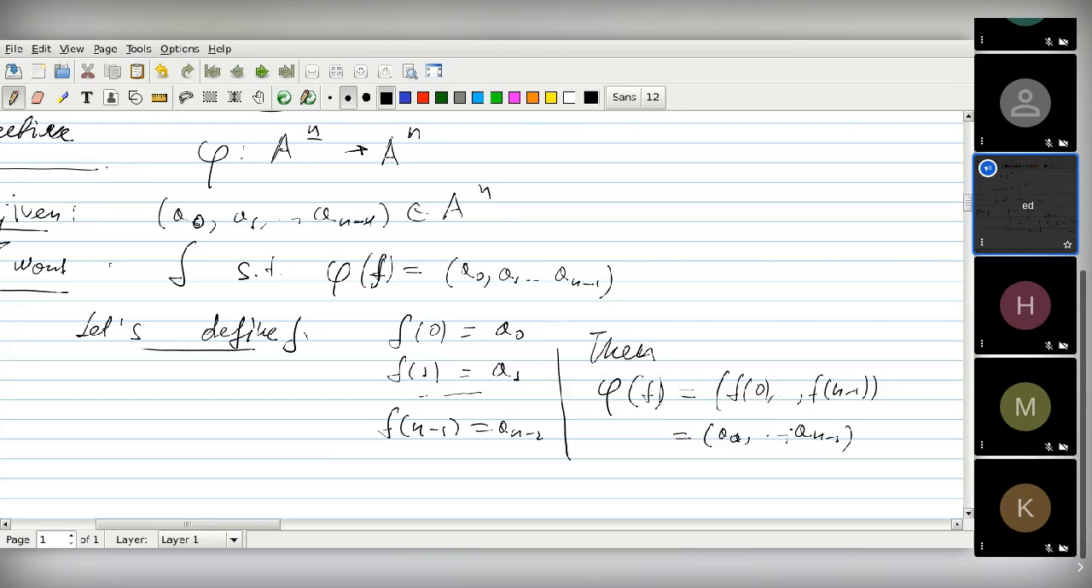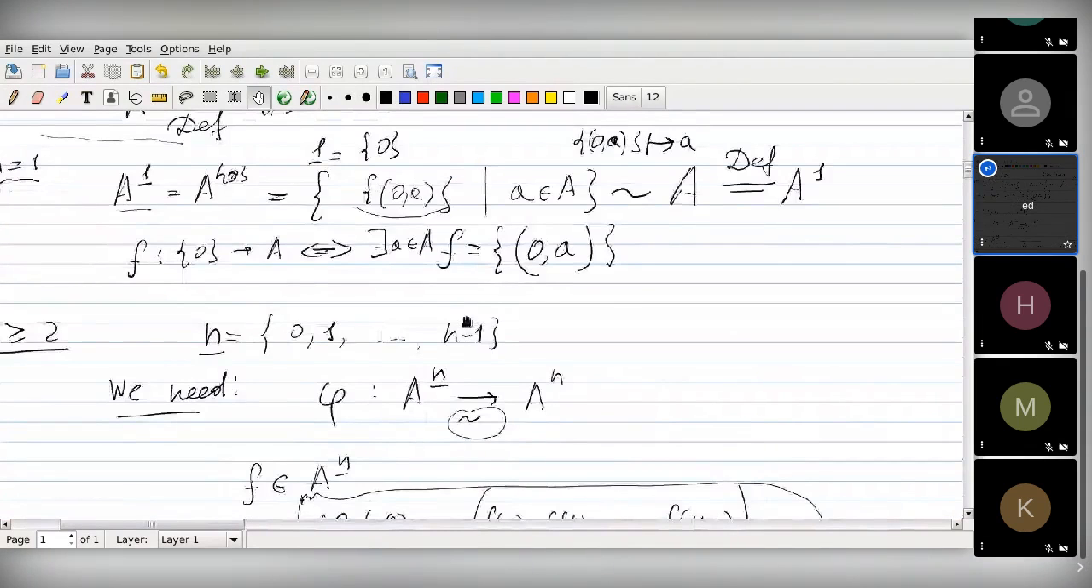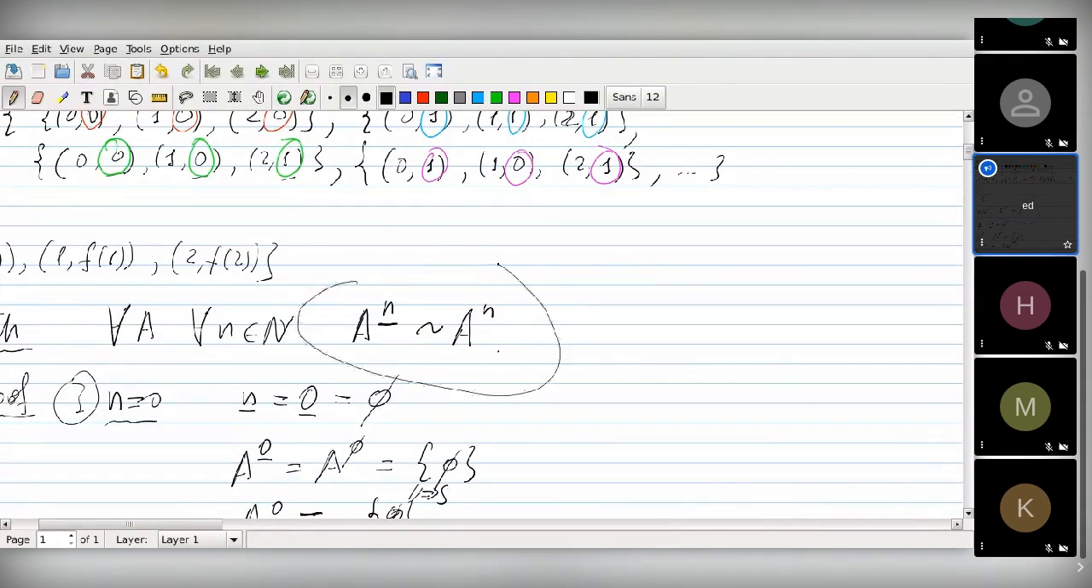Is it clear? Yes. So now we know that we have a bijection between functions and tuples. It seems trivial, but in fact, that's quite useful. Any questions here? So, if you have no questions, let's move on.